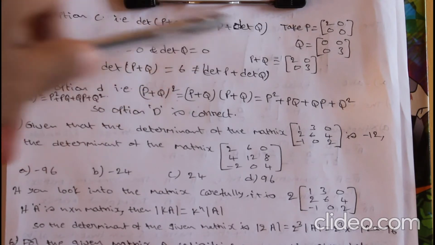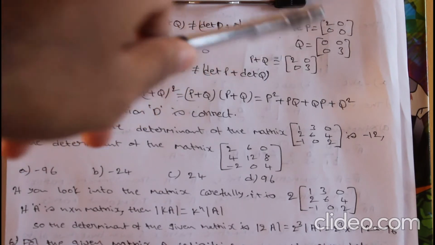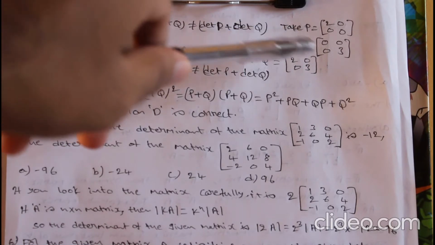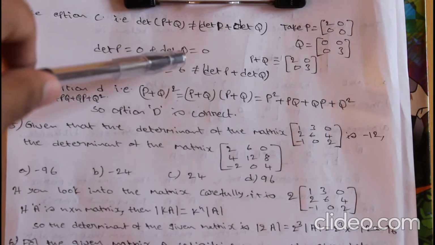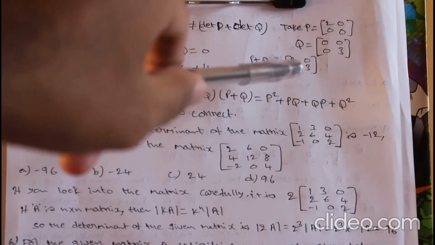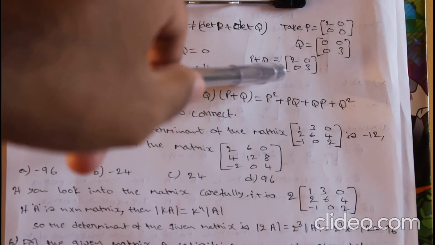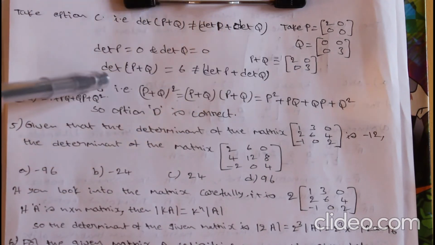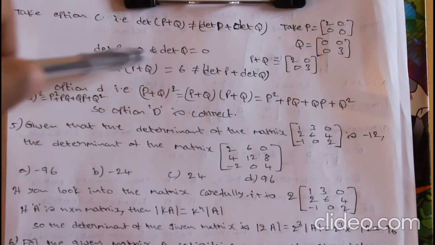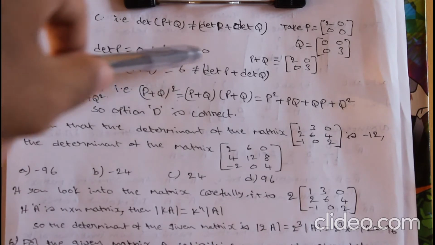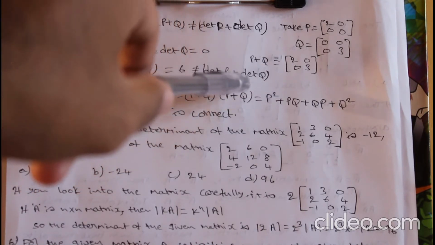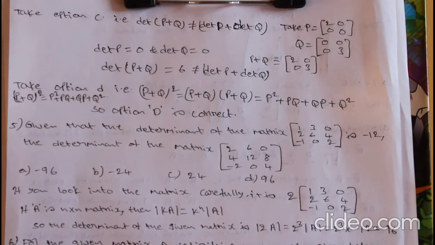Now find the determinant of P: 2 into 0 minus 0 into 0, that is equal to 0. Determinant of Q: 3 into 0 minus 0 into 0, that is equal to 0. Now determinant of (P plus Q) is 2 into 3 minus 0 into 0, so 6 minus 0, 6. Determinant of P plus determinant of Q is 0 plus 0, 0, which is not equal to 6. So determinant of (P plus Q) is not equal to determinant of P plus determinant of Q.